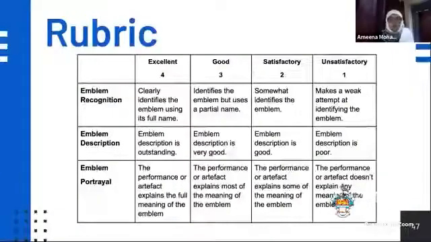Next slide, thank you. So if you observe the criteria column, where we have emblem recognition, emblem description, and emblem portrayal, you would note that they match the tasks that the students are to complete. Okay, so we must ensure that the rubrics match what the students have to complete, which of course the tasks would be geared towards achieving the objectives. All right, so we can discuss this now. Any questions?